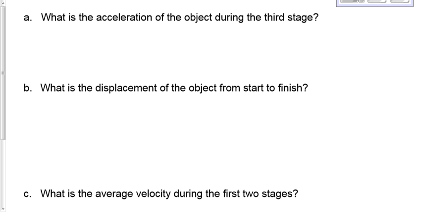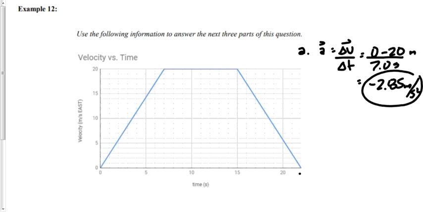What did B ask me for? The displacement from start to finish, probably the toughest part of this. How do you find the displacement on a position time graph? On a position time graph, displacement is up and over, subtract. Displacement on a velocity time graph is the area. In the area, this is a bit trickier, especially this one, because we've got this crazy shape here that's going up, straight, and then down.